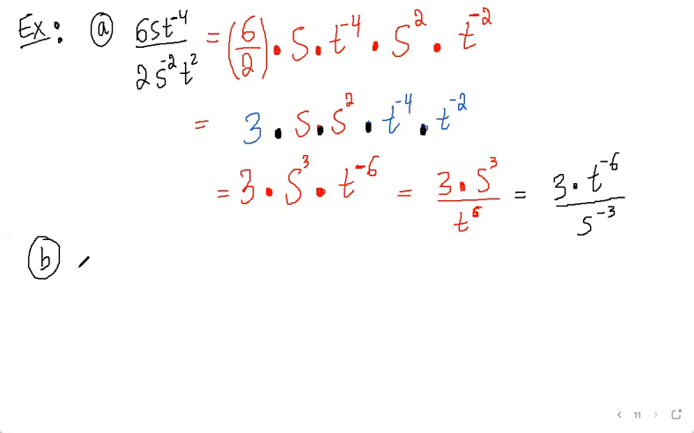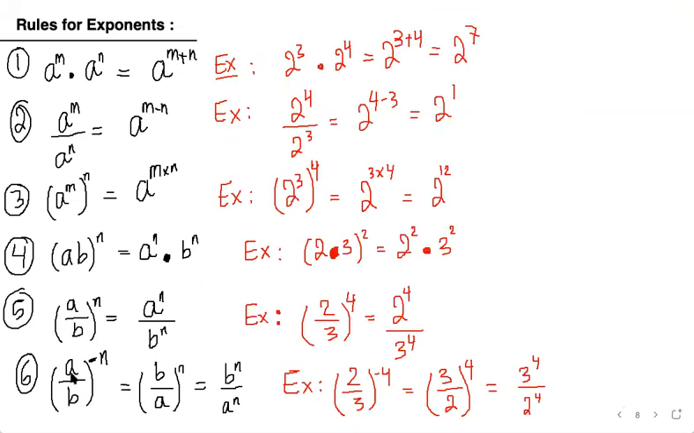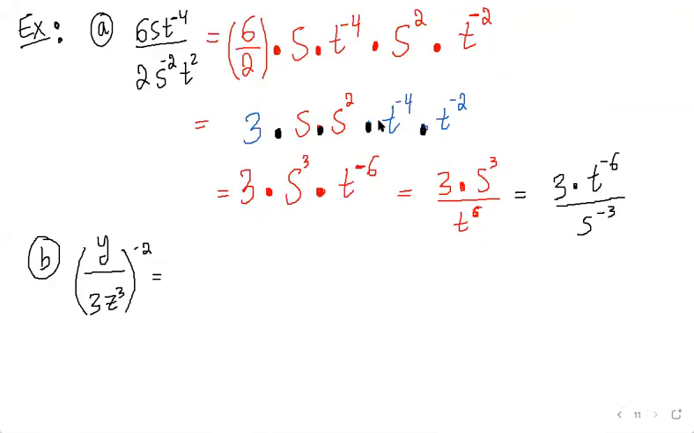The last example is we have y over 3z to the power 3, everything to the power minus 2. What is that equal to? First of all, you're going to flip the inside. Which property would you like to use? The sixth one. Exactly. So flip and remove the negative. Okay, let's do it.